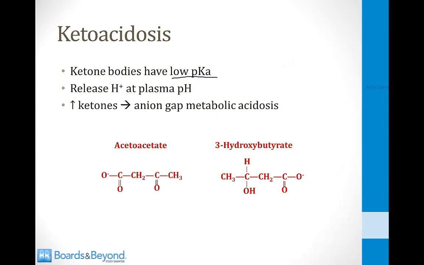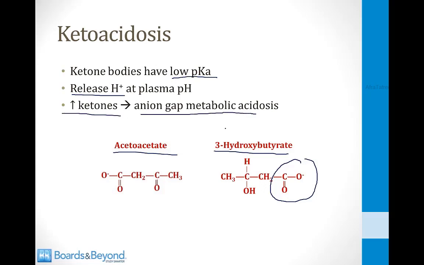Ketone bodies have a low pKa. This means they tend to release protons and act as acids at plasma pH. If you look at the structure of acetoacetate on the screen here, these single bonded oxygens can release a proton and thus lower the pH of plasma. In addition, 3-hydroxybutyrate has a COOH group here, which can also release a proton and lower the pH of plasma. This means when you have high levels of ketones in the plasma, you can develop an anion gap metabolic acidosis.